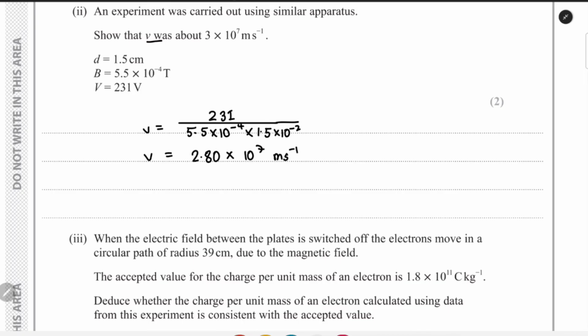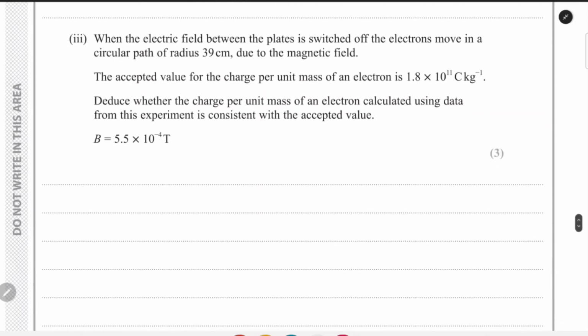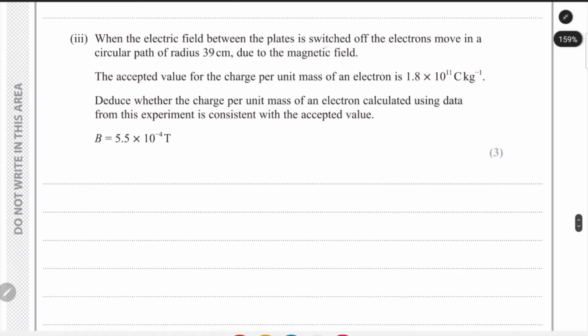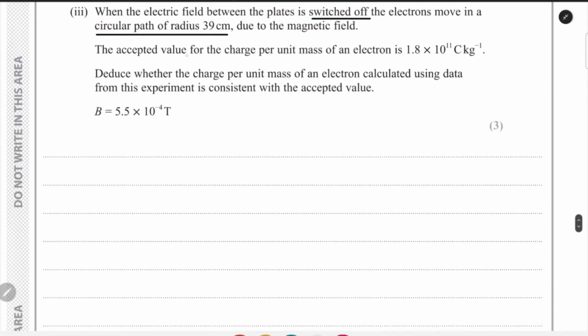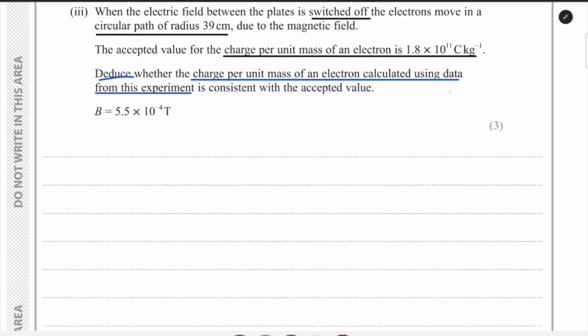which is really close to 3 times 10 to the power 7. Now for part 3, we are told that when the electric field between the plates is switched off, the electrons move in a circular path of radius 39 centimeter due to the magnetic field, and that the accepted value for the charge per unit mass is 1.8 times 10 to the power 11 coulomb per kg. We have to deduce whether the charge per unit mass of an electron calculated using data from the experiment is consistent with the accepted value.